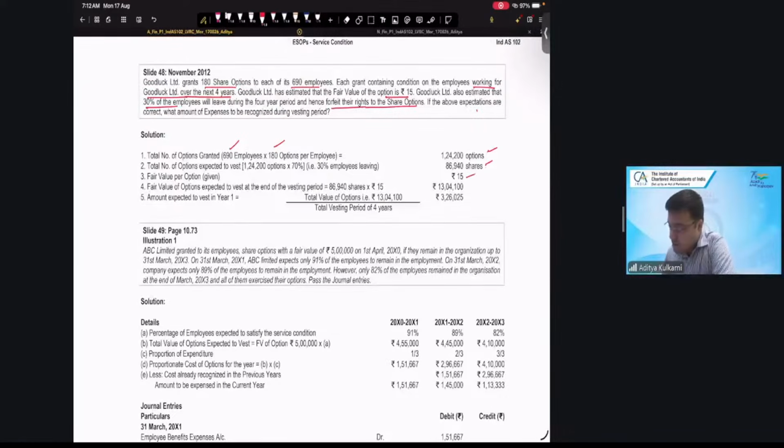Then fair value per option is given as 15. So the fair value of options expected to vest at the end of the vesting period is 13,04,100. The amount expected to vest in year 1 is basically the whole amount divided by 4 years. So 13,04,100 divided by 4. Every year you will book an expense of 3,26,025. Are we okay with this? Any doubts? No doubts?